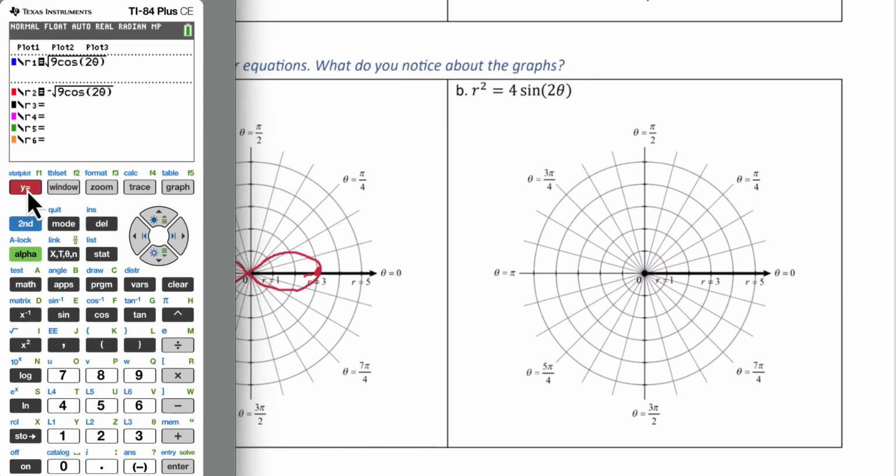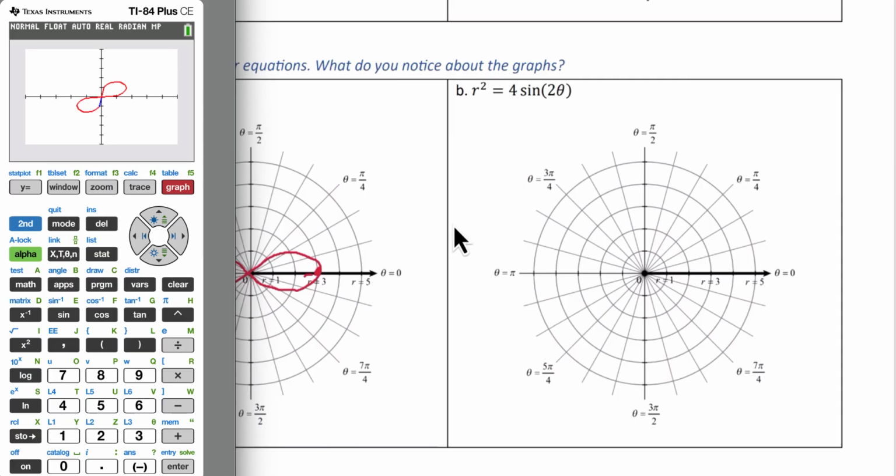In the next example, we again need to take the square root of both sides. So let me clear what we have. We want to look at the square root of 4 sine of 2 theta, and we want to do negative square root of 4 sine of 2 theta. And let's see what this propeller or lemniscate looks like. It looks like we are in quadrants 1 and 3, and it's going through the pole. So we're going to just again get a very rough sketch of this lemniscate.